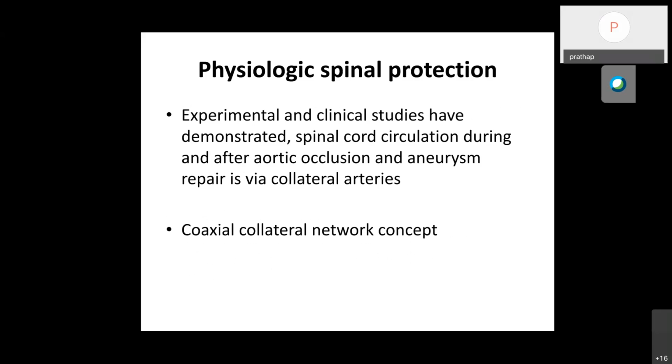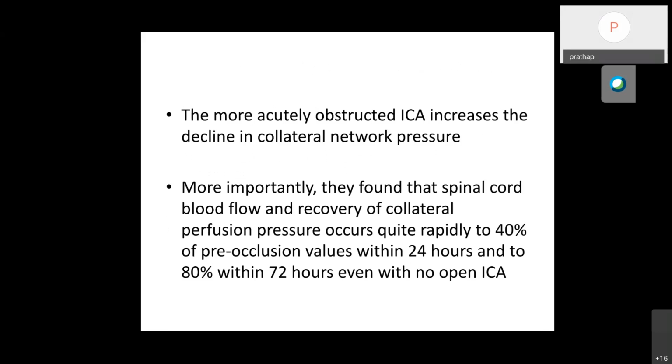There's also another aspect to the spinal cord blood flow, which is found out by experimental and clinical studies that have demonstrated that spinal cord circulation during and after aortic aneurysm repairs is via the collateral arteries, which is the coaxial collateral network concept. The more acutely obstructed the intercostal artery, the greater the decline in collateral network pressure, but it has been found that even without reattaching the ICA, the collateral networks will come back to 40% of pre-occlusion values within 24 hours and to 80% of pre-occlusion levels within 72 hours.